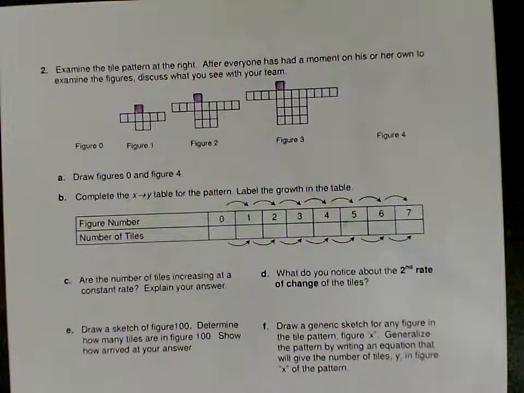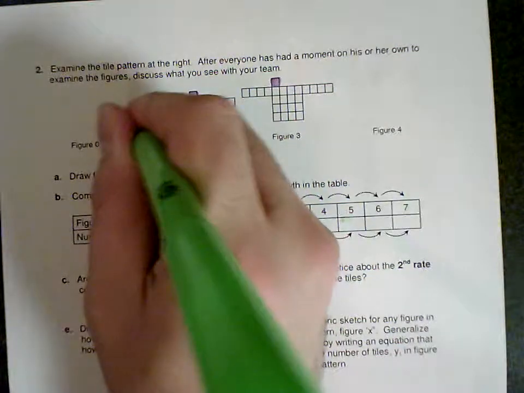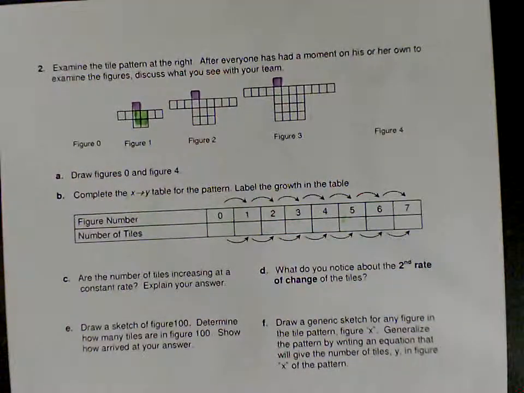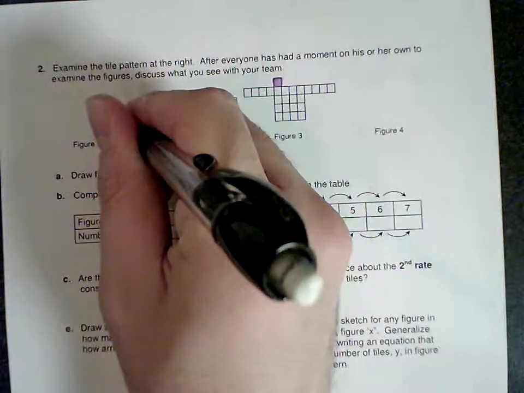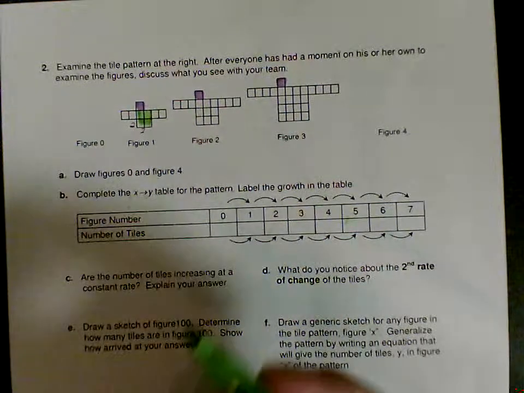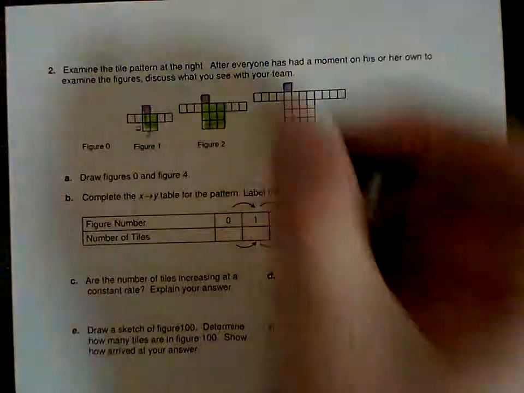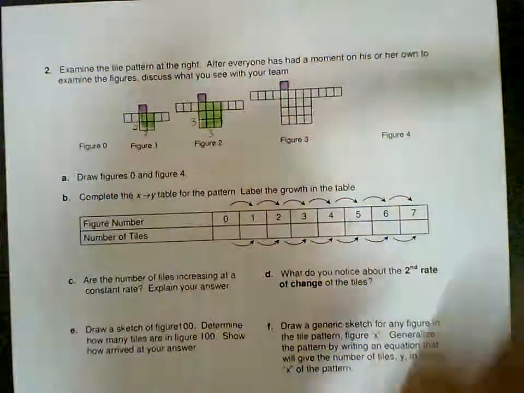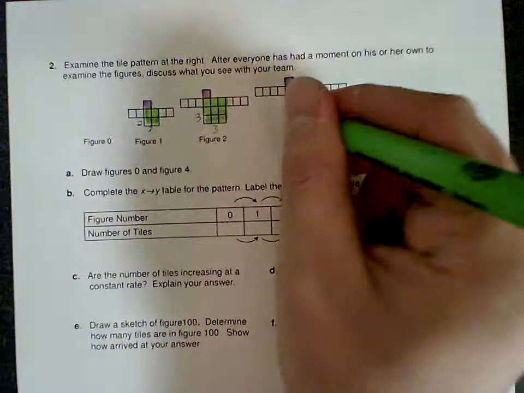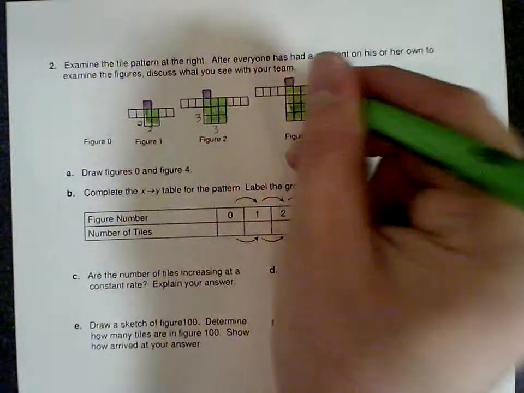There's always one tile on top of the figures. The other thing I'm noticing is we do have that square. With quadratics, you'll find that it's really common that there's going to be a square in our tile pattern somewhere. So I see this square right here, which is a 2 by 2 square. In figure 2, I see a 3 by 3 square. In figure 3, I see a 4 by 4 square.